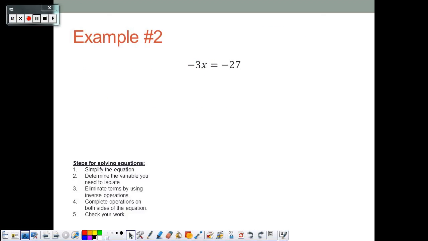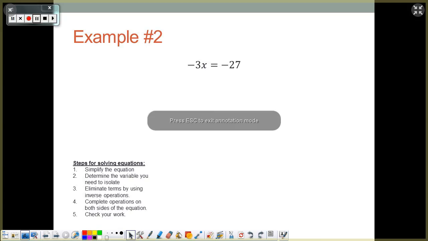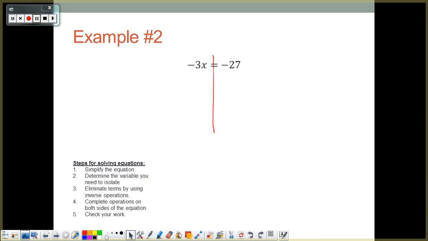Okay, let's go ahead and look at our second example. I have negative 3x is equal to negative 27. I want to solve for x. I want to isolate it, get it all by itself there on the left side. So I need to get rid of the negative 3. Again, nothing between the negative 3 and x. Not saying x minus 3 because it's at the very front. So negative 3, I need to get rid of it. It's multiplying, so I divide again.